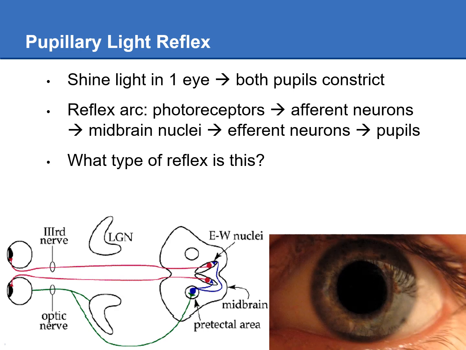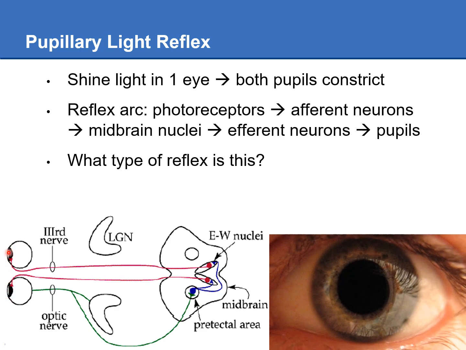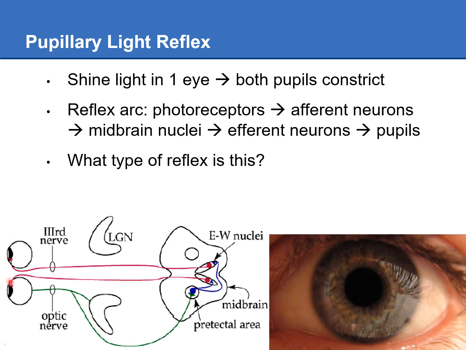And the reason that both pupils end up constricting is because we have some divergence going on, and this neuron is also going to decussate or cross over to the other side and synapse over here, send a signal out to the other eye, innervate the smooth muscle in the iris over there, and also cause that pupil in the other eye to constrict as well. And so that's why shining light in one eye makes both pupils actually constrict. So you can try that at home.